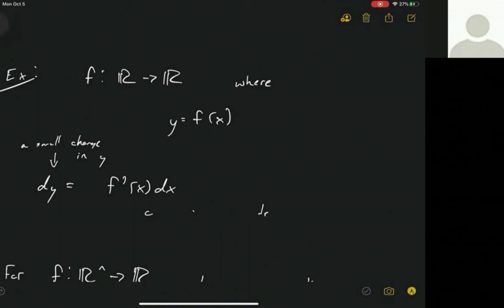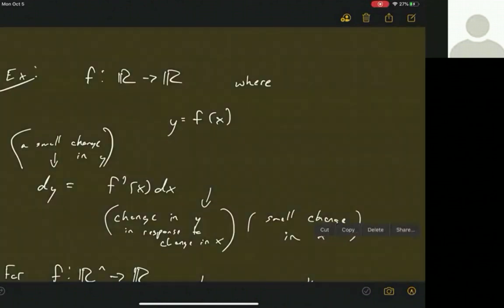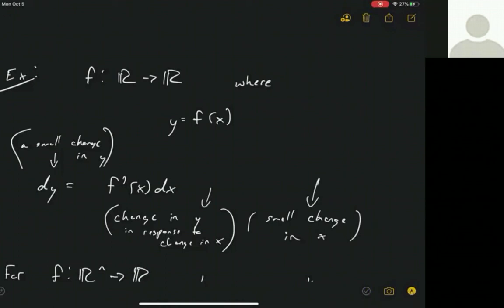So maybe I should do this in the other order. What's my f prime of x? F prime is like my change in y in response to change in x. And then I'm multiplying by a small change in x. So that makes sense, right? If I want to find my change in y, I can take my rate of change of y with respect to change in x, and I can just multiply that by the total change in x, and that should give me my total change in y.